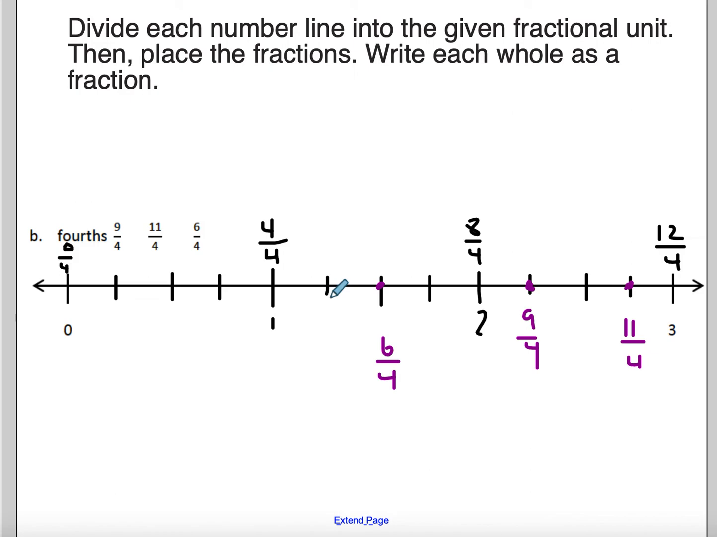So I hope you did this well, and if you didn't, look back, see what mistakes you made. Did you forget to split into fourths? Did you forget to label your wholes? Or were your wholes wrong, or maybe you miscounted? Just look over, acknowledge your mistakes so that you don't make those same mistakes again.